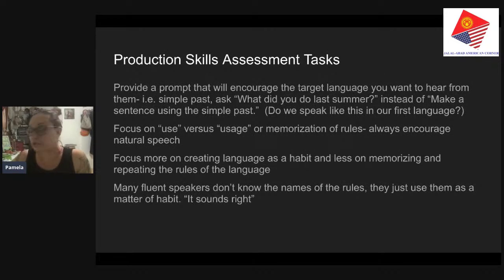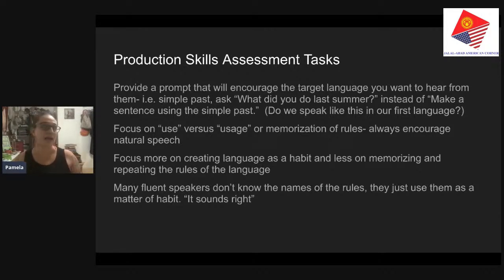So how do we do production skills? Provide a prompt that will encourage the target language you want to hear from the students. For example, for simple past, you ask, what did you do last summer? Instead of, make a sentence using the simple past. We don't speak like this in our first language. We don't say, talk to me in the simple past. We ask a question that is naturally going to use the simple past.